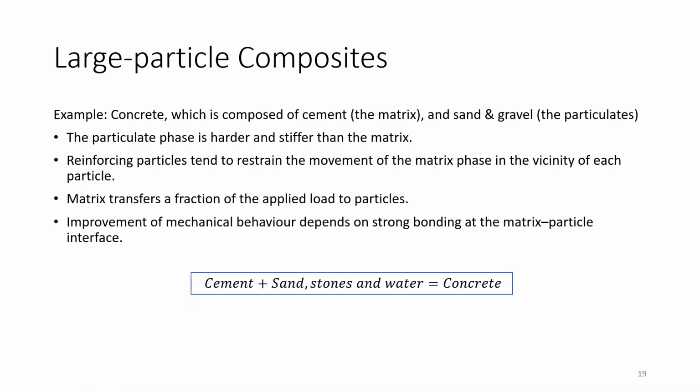Large particle composites, the example includes concrete, which is composed of cement, which acts as matrix, and also sand and gravel, which act as particulates. The particulate phase is harder and stiffer compared to matrix, and the reinforcing particles tend to restrain the movement of the matrix phase in the vicinity of each particle. The matrix transfers a fraction of the applied load to particles, and the improvement of mechanical behavior depends on strong bonding at the matrix particle interface.